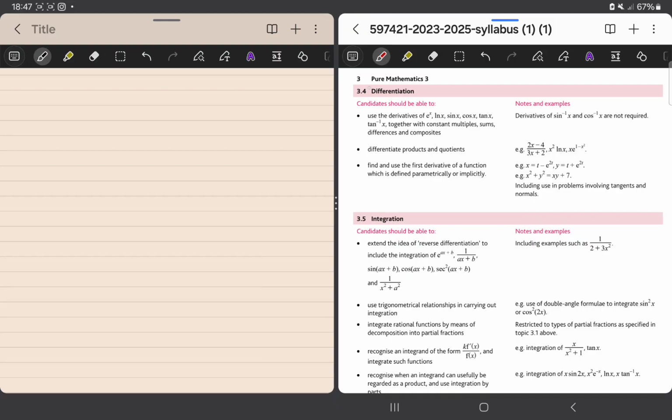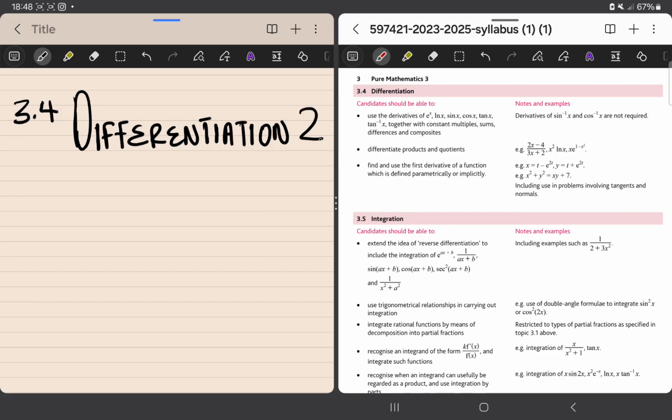Now we are going through chapter 4. So let's put it 3.4. Paper 3, chapter 4, and it's going to be differentiation. Remember that we said this is going to be differentiation 2. We'll call this differentiation 2, okay? So differentiation 2, what do you have for us?